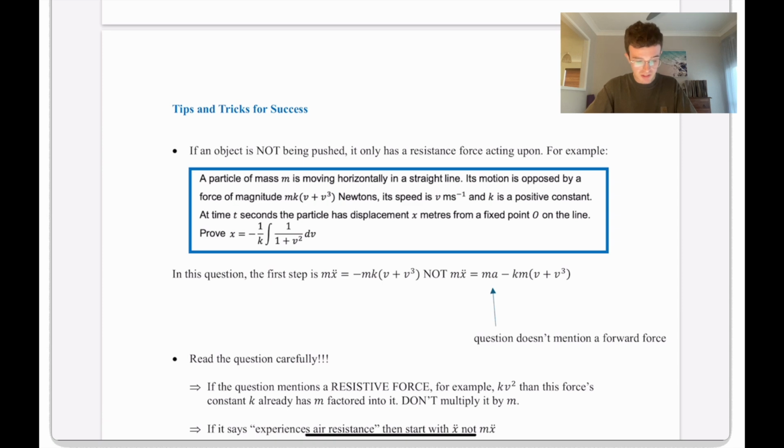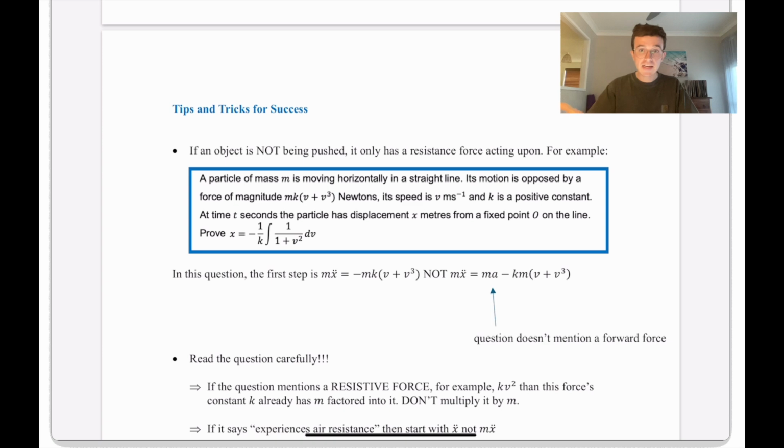So I've got this question here. We've got an object moving horizontally in a straight line. It doesn't say anywhere that it has a force moving it. Maybe I've just thrown it, maybe I've thrown it on ice and it's moving along the ice, but there's no force pushing it along the ice. The only reason it's moving is because it has velocity, but there's no force that is maintaining it moving forward. It's going to eventually slow down.